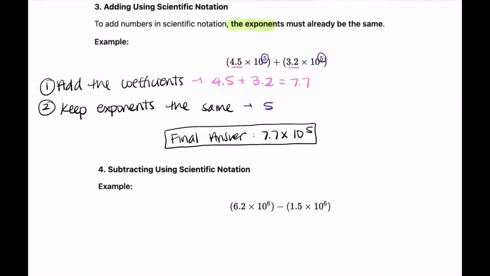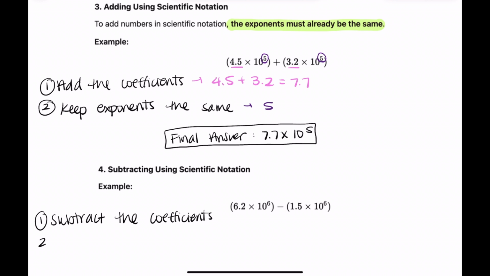And now we'll get into our last section, subtracting using scientific notation. The same rule applies that we used for adding. The exponents must already be the same in order to add or subtract them. For subtracting, the steps are the same. Instead of adding the coefficients, we're just going to subtract the coefficients and keep the exponent the same.